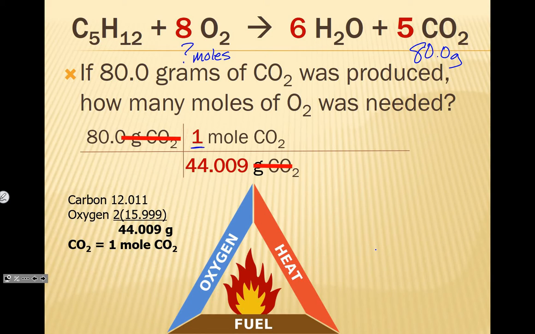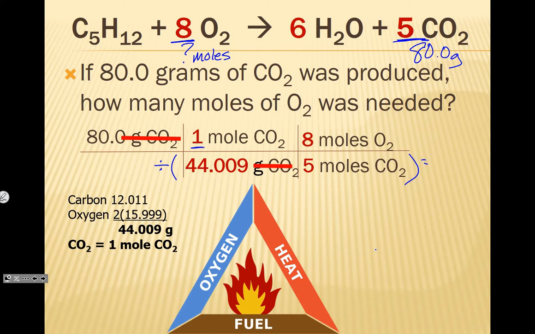Then I come up to my equation now that I'm in moles, and I can use this ratio, this 5 to 8 ratio. I want to get rid of CO2, so that 5 is going to go on the bottom with the CO2. I want to get to oxygen, so the 8 goes on top. Now this time I've got to be careful because I've got 2 numbers on the bottom. Remember, when you divide something on the bottom, you've got to put it in parentheses as you times across and then close parentheses, then hit your equals. So go ahead and throw that through your calculator. 80 times 8 divided by parentheses 44.009 times 5, close parentheses and enter.